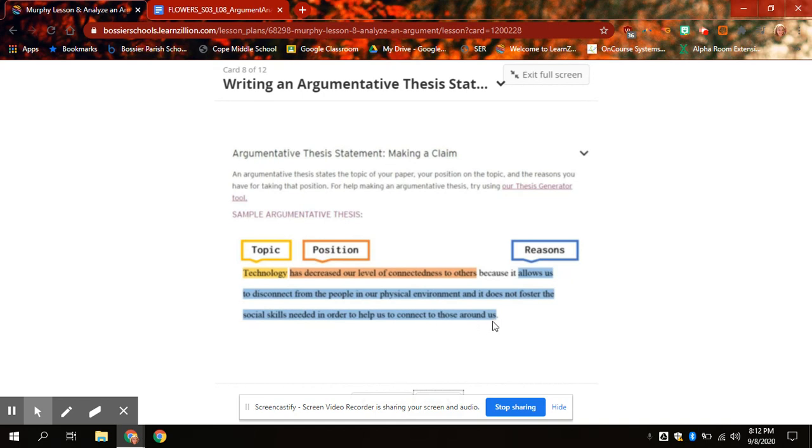So they're providing you with two reasons that they plan on giving you evidence to support in order to make the claim that technology has decreased our level of connectedness to others.